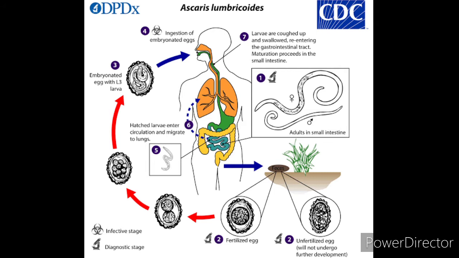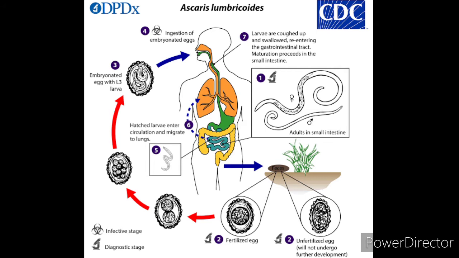The site of inhabitation is small intestine. The infective stage is embryonated eggs. The route of infection is by mouth. No intermediate and reservoir hosts. The lifespan of the adult is about 1 year.